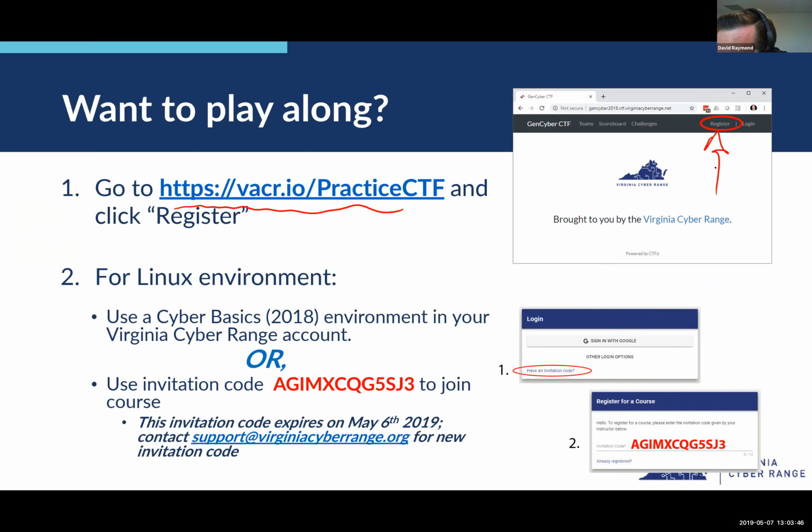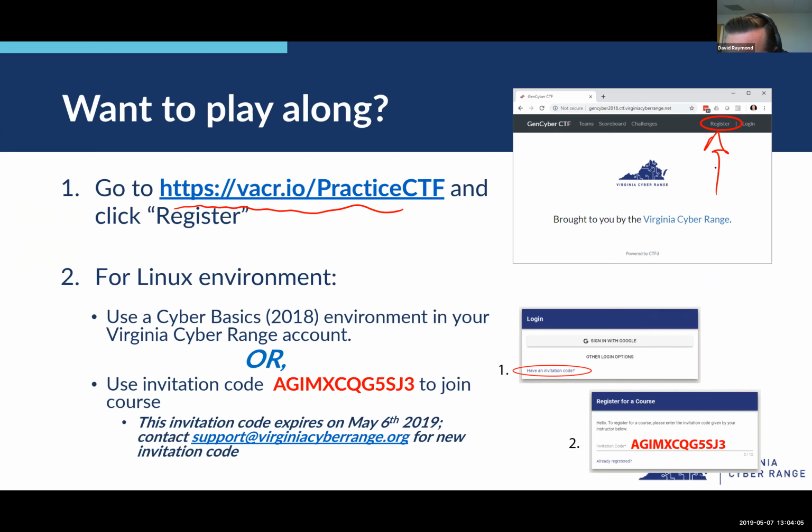If you already have an account and you forgot your password, you can go to the login, click the login link, and then there's a forgot my password link that you can click on, and you can get your password reset. So that's the CTF.